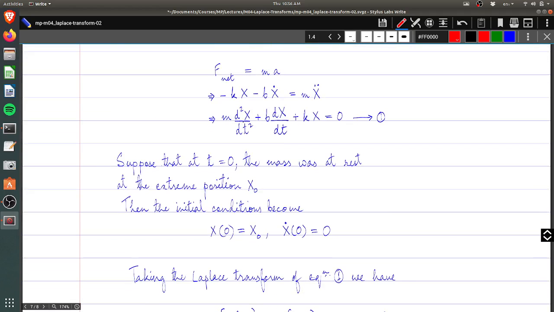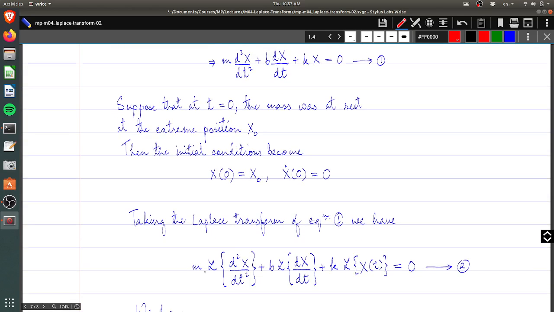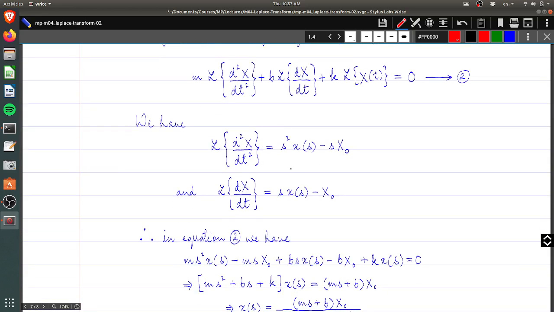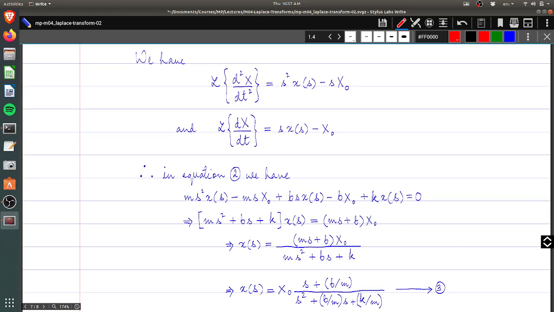Then we take the Laplace transform of this equation. So we have m times the Laplace transform of the second derivative of x, plus b times the Laplace transform of the first derivative of x, plus k times the Laplace transform of x itself, is equal to 0. We can evaluate this in a similar way using the formula for the transform of a derivative. I'll leave it to you to work this out. This is exactly the same as what we did for simple harmonic motion. I leave it to you to verify that this is indeed the case. So we just need to replace this over here and this over here, and making this replacement we get this expression.